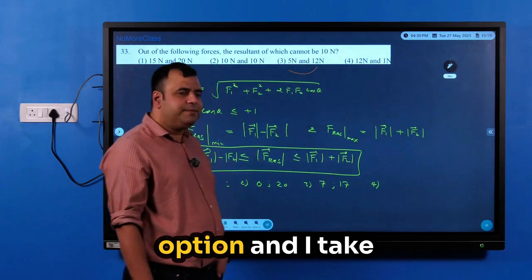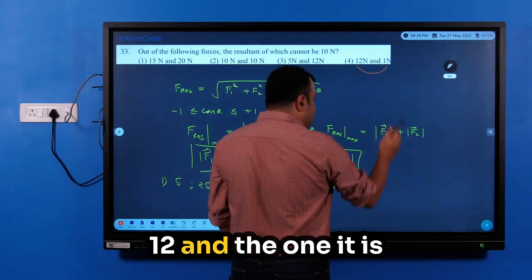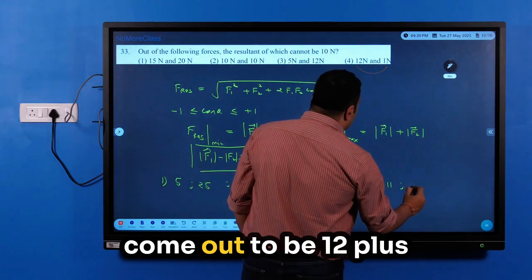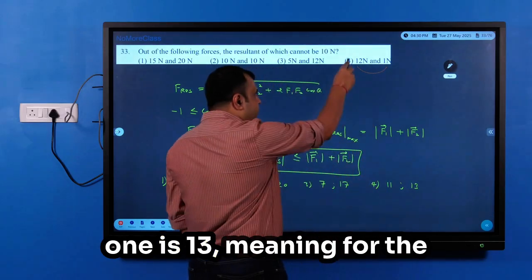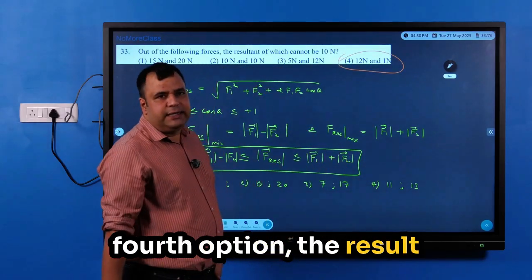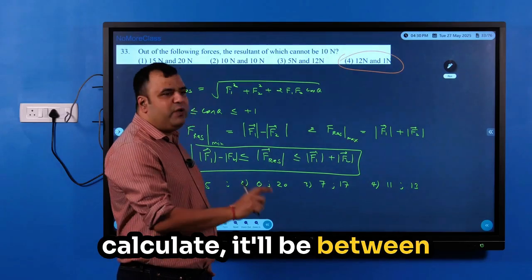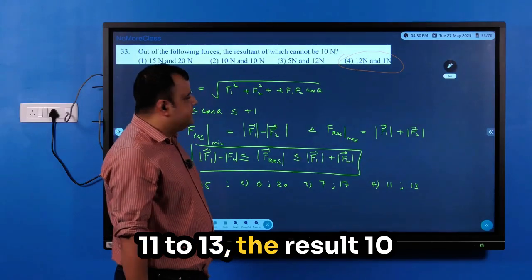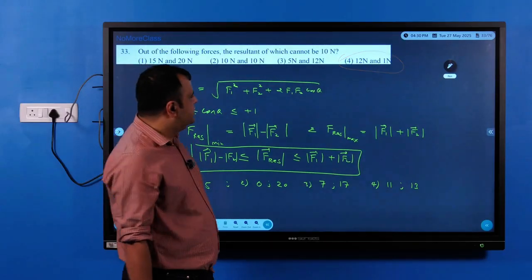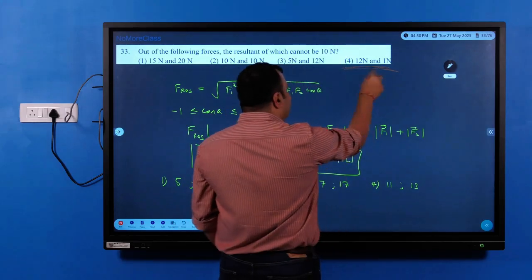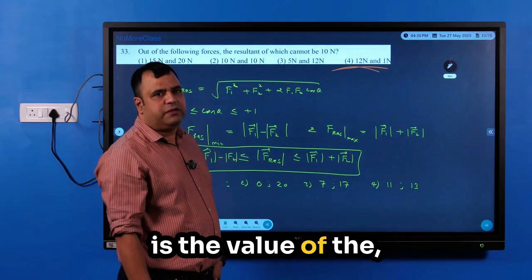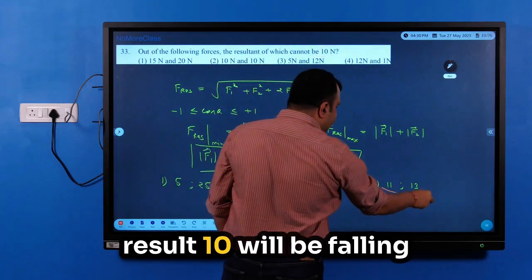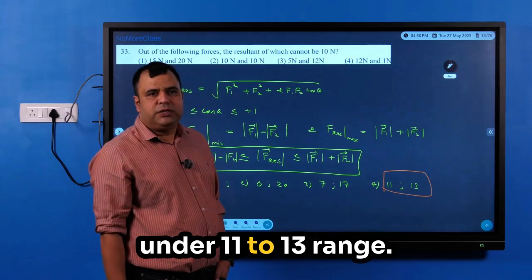If I go for the fourth option, and I take the difference of 12 and 1, it comes out to be 11. And the addition will come out to be 12 plus 1, which is 13. Meaning for the fourth option, the resultant will be between 11 and 13. And when the resultant is between 11 and 13, the resultant 10 will never be the answer. So under this fourth option, whatever the value of cos theta, whatever the value of theta, whatever you do, the resultant can never come out to be 10 because it will fall in the 11 to 13 range.